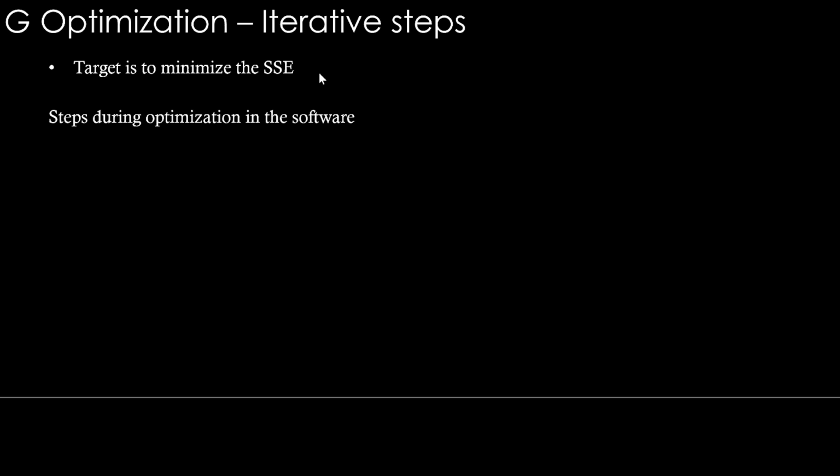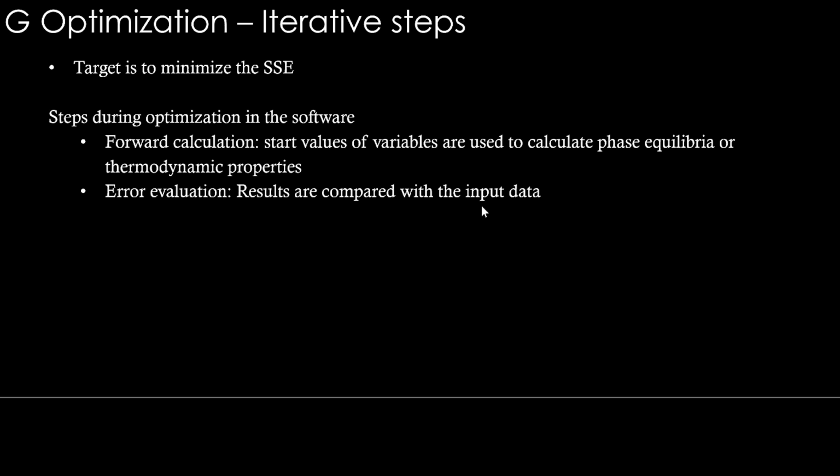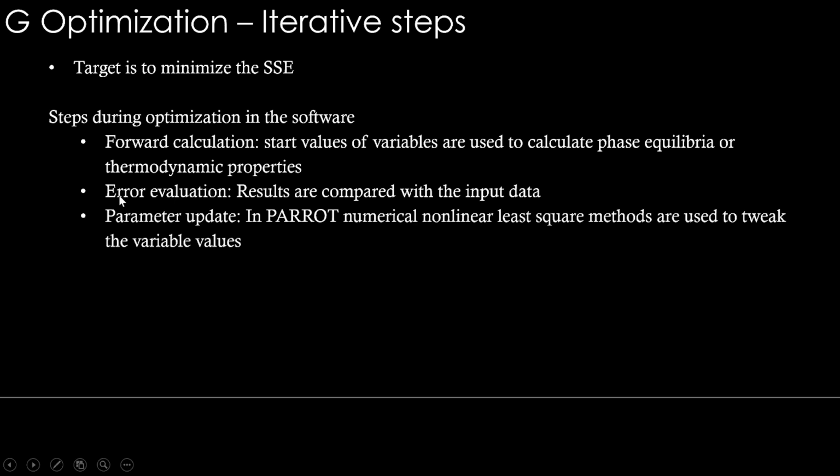The steps during this iterative procedure: first there will be some start values for the variables. With that, a forward calculation is done. Start values of variables are used to calculate phase equilibria or thermodynamic properties. That's the first step, which we call forward calculation. Once that is done, error evaluation is done. Results are compared with input data. This is basically the sum of squares of error.